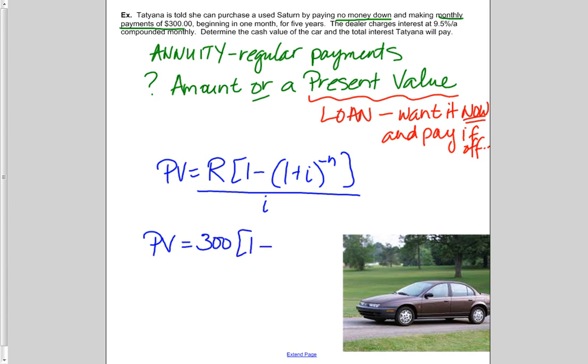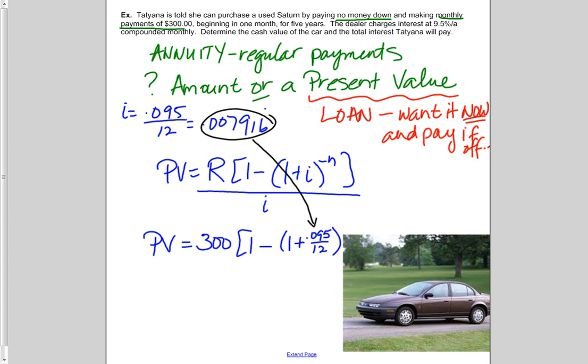One takeaway, her interest rate is 9.5% per annum compounded monthly. So our I value is 0.095 monthly. Decimal 0.007916 repeating. It is really wonderful if you can write this in without doing any rounding. If you are able to do it that way. Otherwise, your decimal can go right there. We're just trying to avoid errors. It is about money after all.